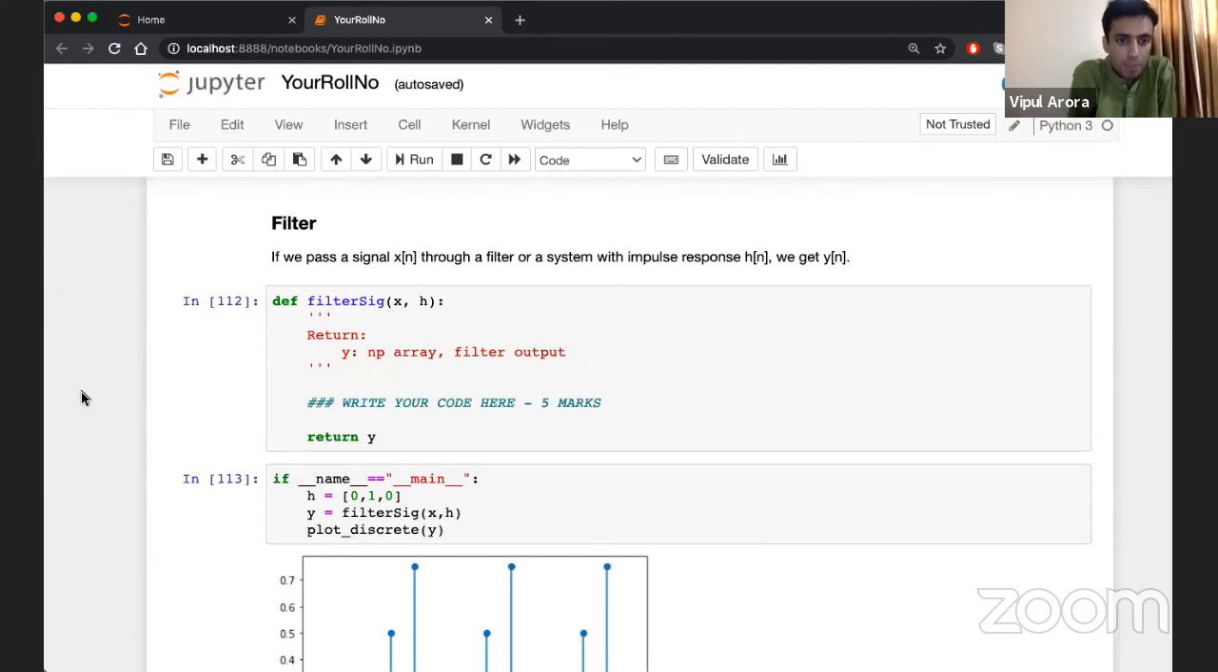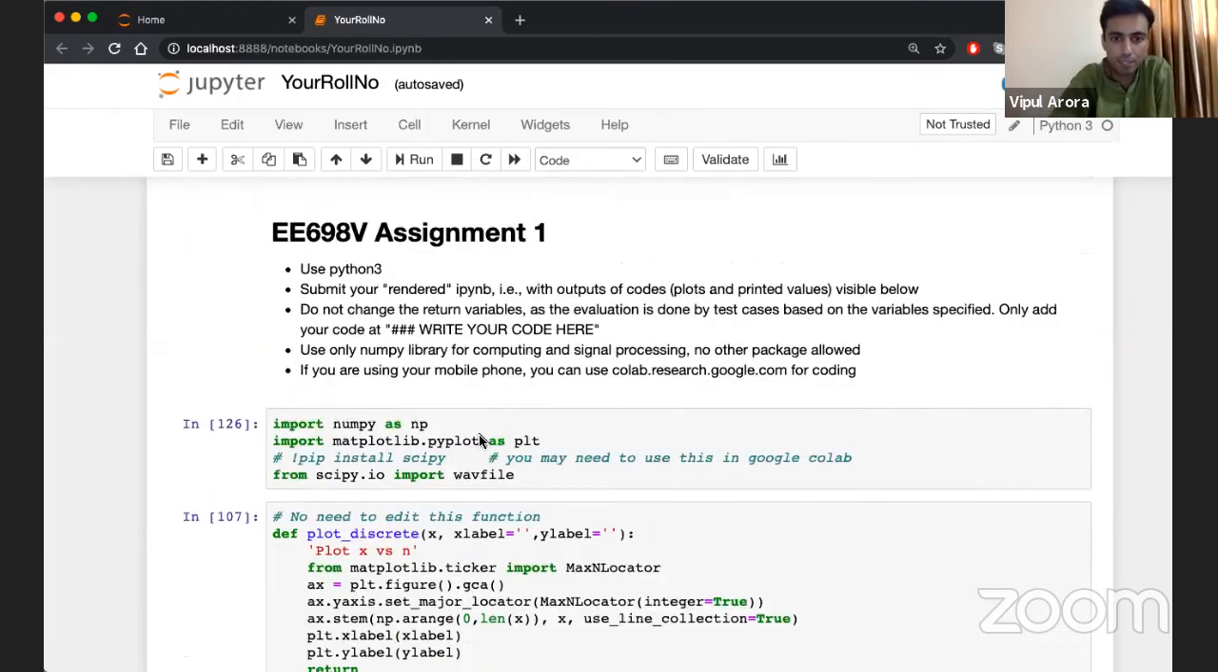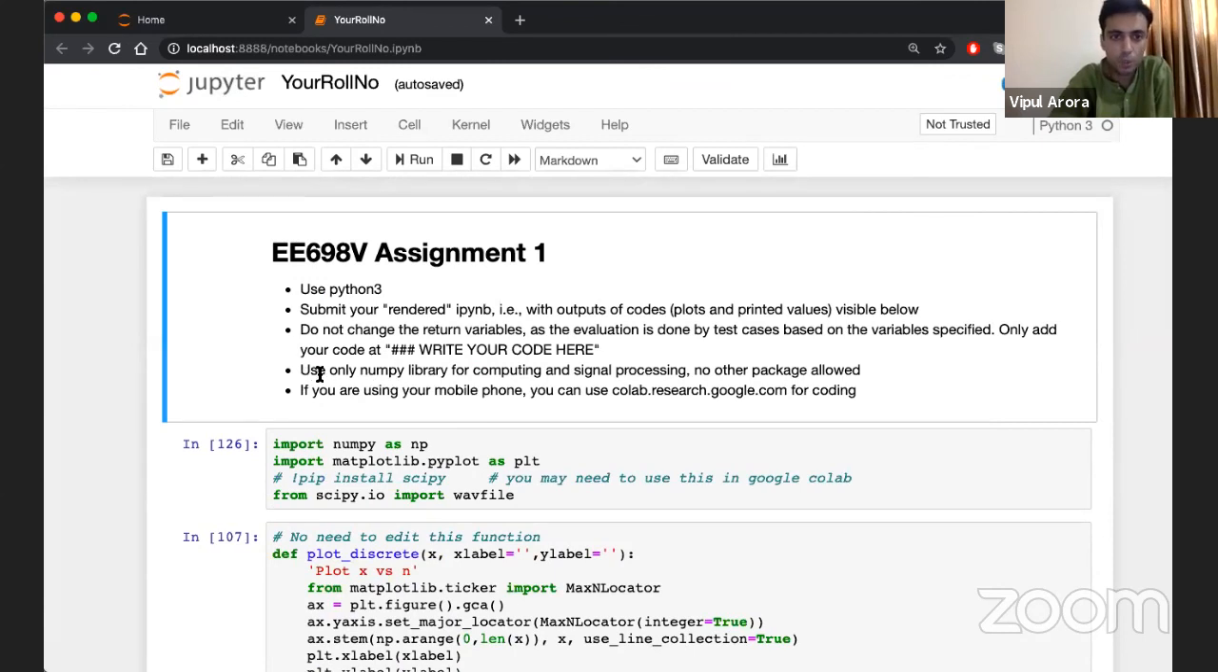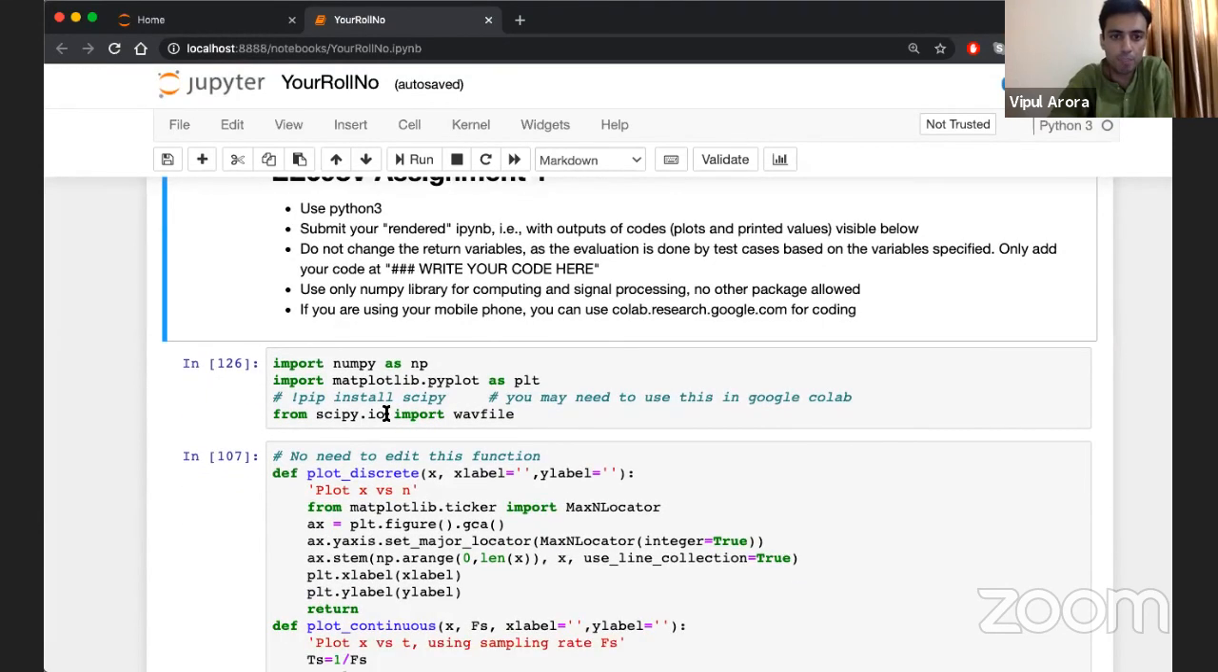Can we use any other library for the task here? It is mentioned at the top of this assignment that you should use only the NumPy library for computing and signal processing. No other package is allowed. But we have used scipy.io here. That is all right, this function we have provided to you, so you can use this scipy.io wave file.